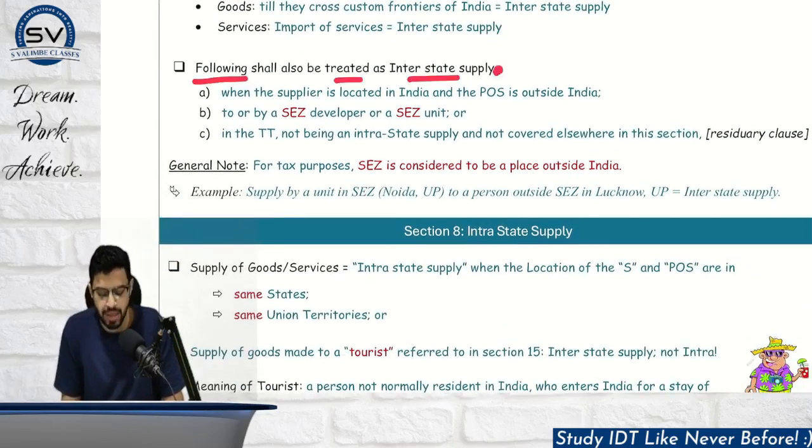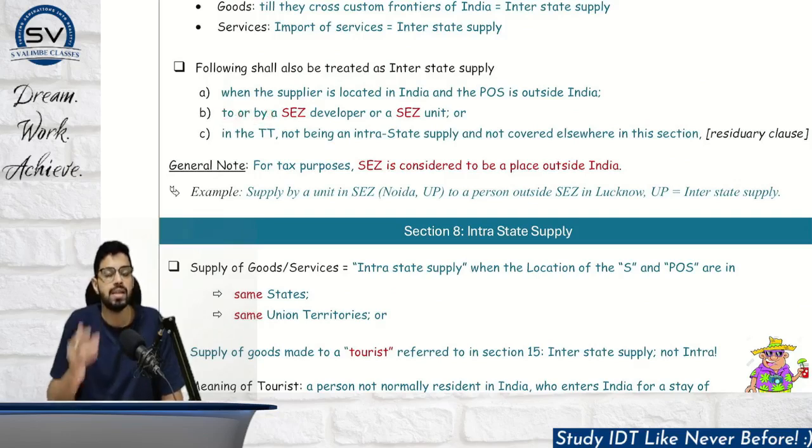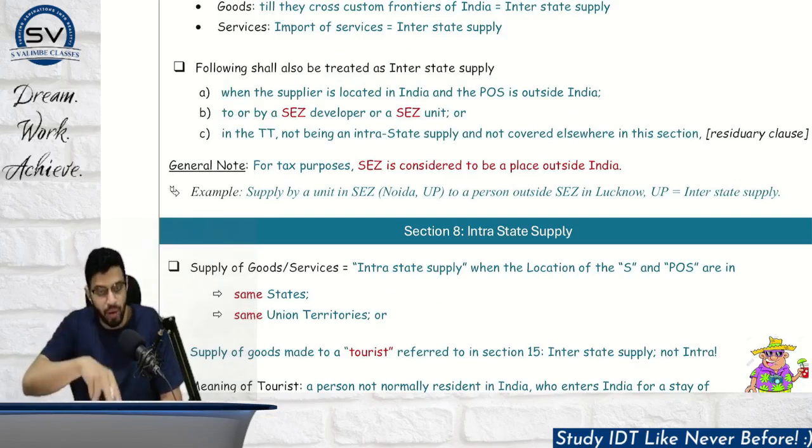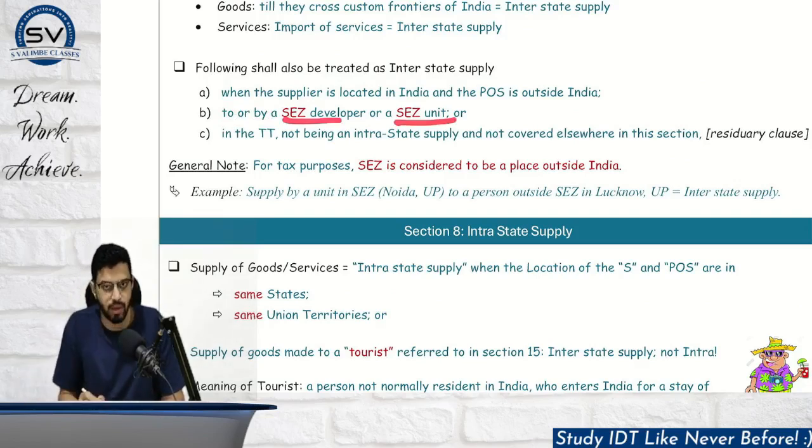Following shall also be considered as an interstate supply. When the supplier is located in India and place of supply is outside India, this is my export of services. Also supply to or by an SEZ developer or SEZ unit. To or by means if the services or goods are provided to or provided by them. You have to mark this point very, very carefully.